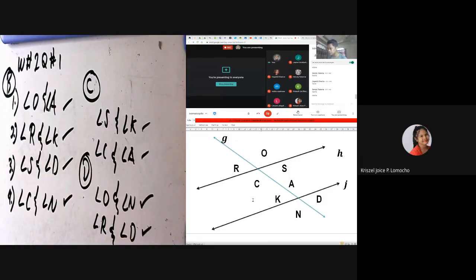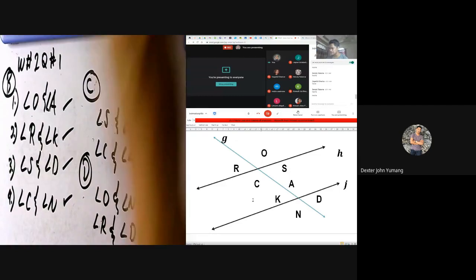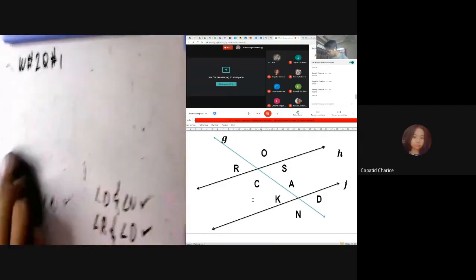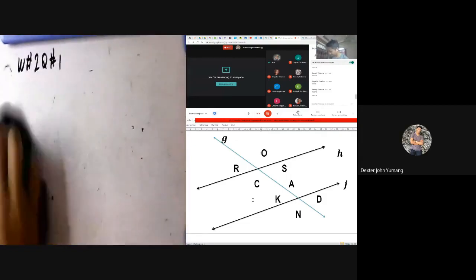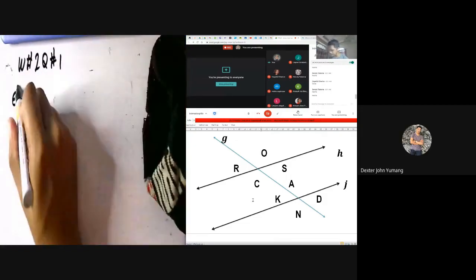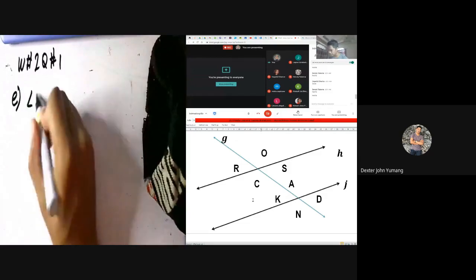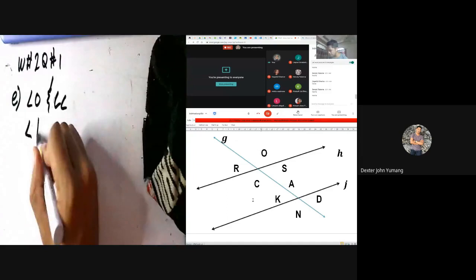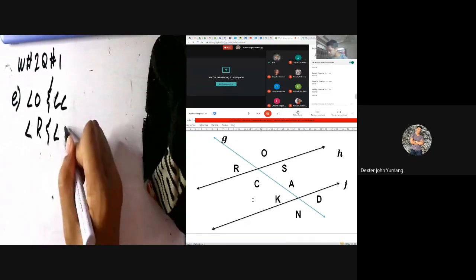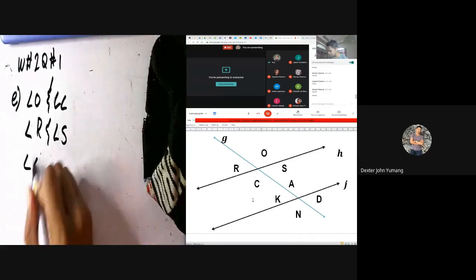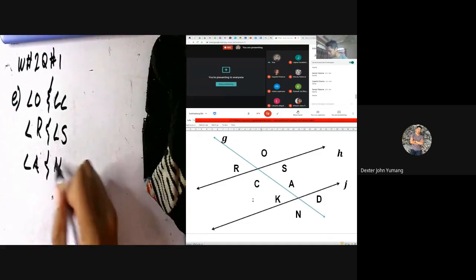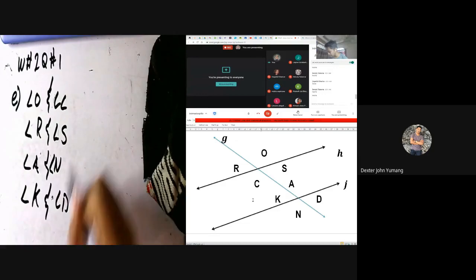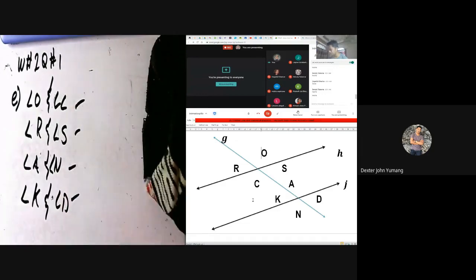Opo. Okay, next, letter E. Vertical angles. We have angle O partner with angle C. Angle R partner with angle S. Angle A partner with angle N. Angle K partner with angle D. So, 4 po yan.